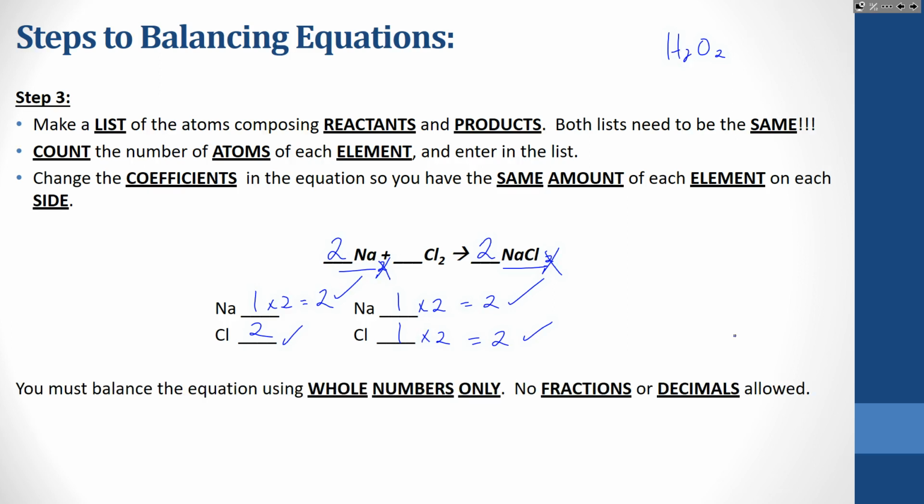We have to balance our equations using whole numbers only. So we're not using fractions, not using decimals. They need to be a whole number. And our final result for this reaction would just be this: 2Na plus Cl2 makes 2NaCl.